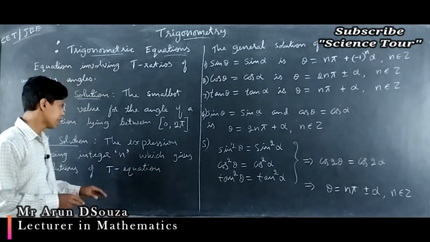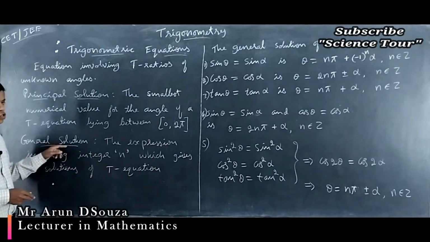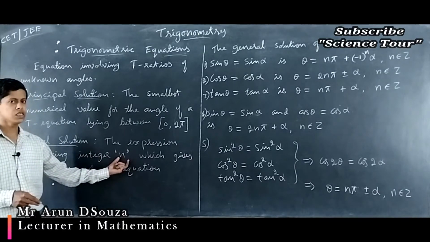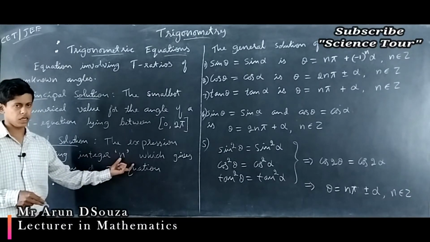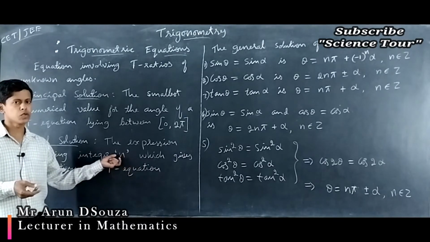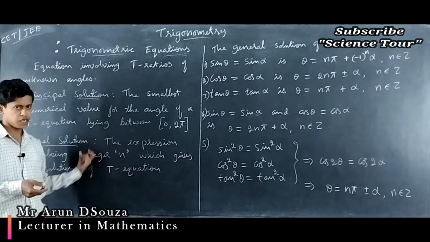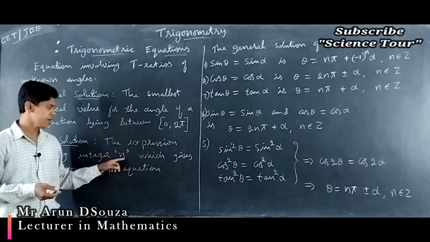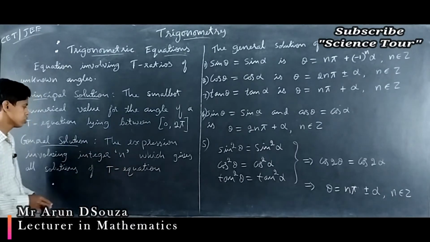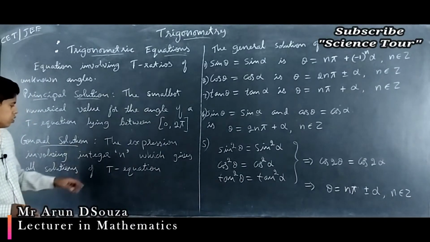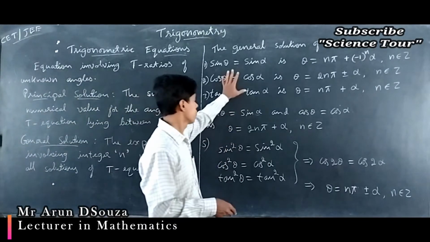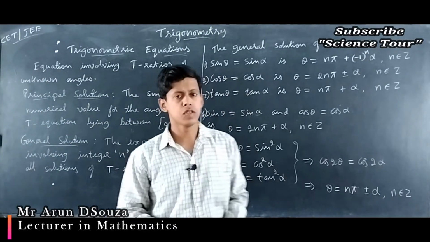Therefore, we write that in general, and that is called the general solution. In that general solution you will see an integer n. So just substitute the values of n, where n is an integer: you can put 0, 1, minus 1, 2, minus 2, and so on. You can go on like that and you will generate all the solutions of the trigonometric equation.